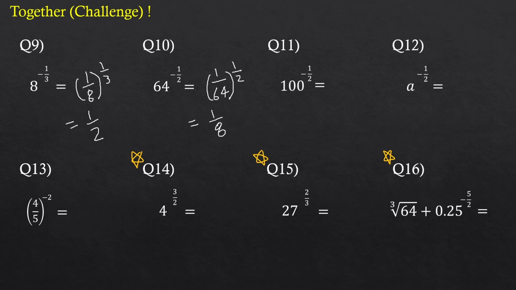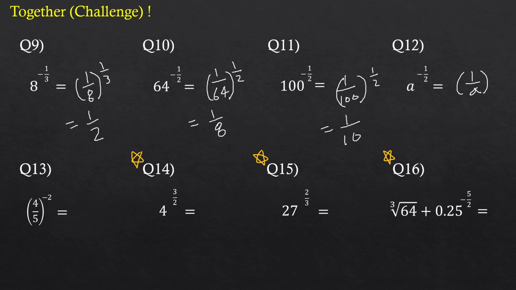Okay, next. 100 to the power of negative 1 over 2. Again, 1 over 100 to the power of 1 over 2. 1 over 10, right? Because if you multiply 1 over 10 and 1 over 10, it becomes 1 over 100, right? Okay, next. A to the power of negative 1 over 2.